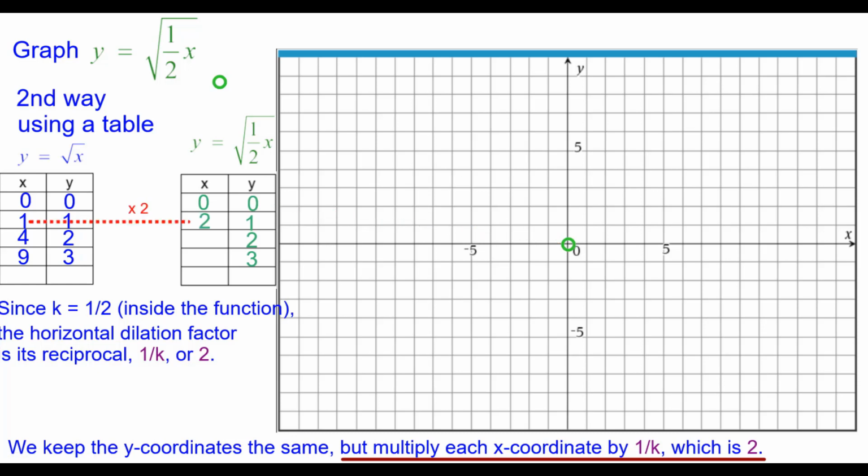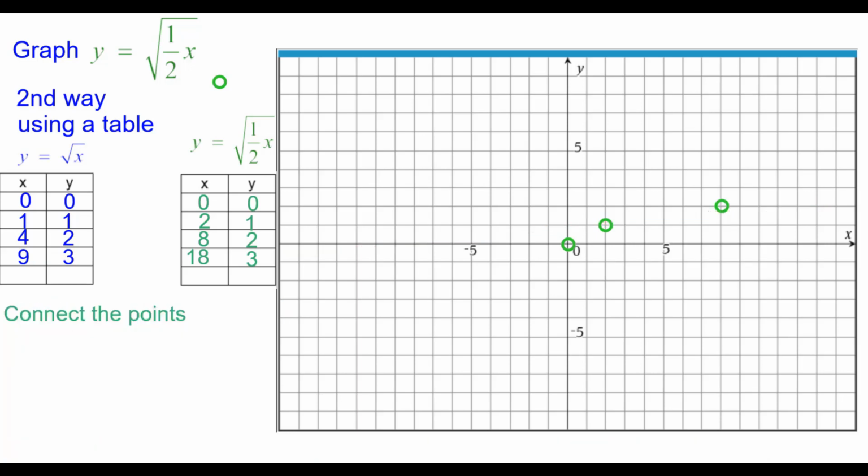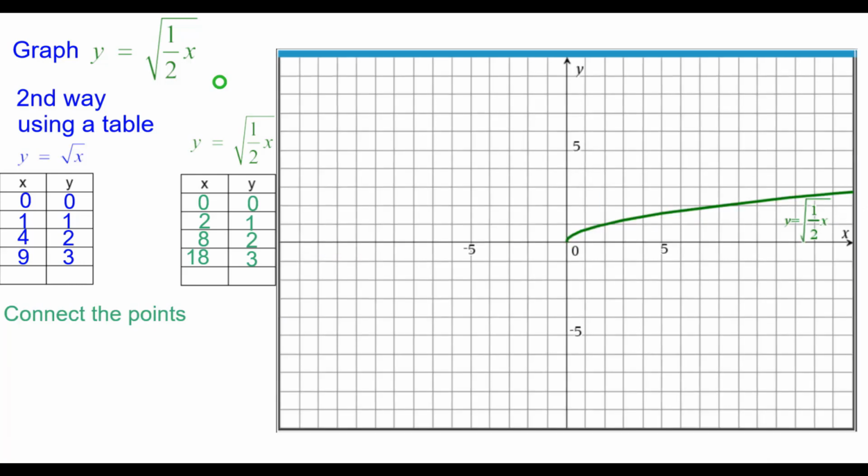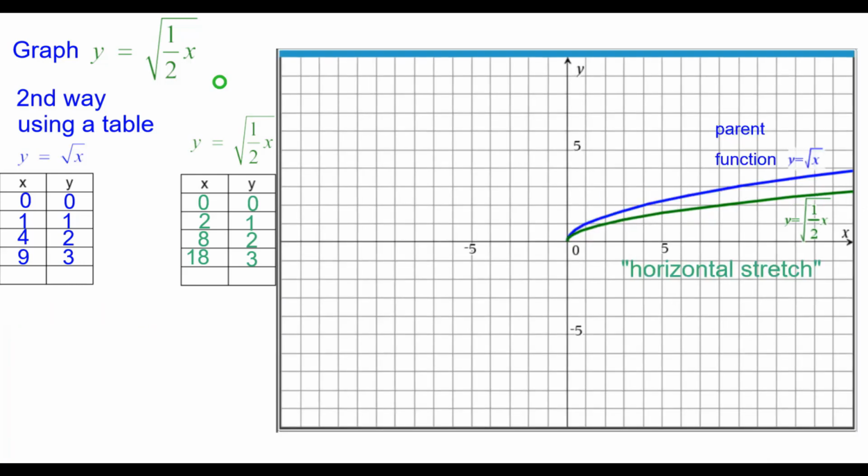One times 2 is 2, 2, 1. 4 times 2 is 8, 8, 2. 9 times 2 is 18, 18, 3 is pretty much off the grid, but in that direction. Connect the points and compare it to the parent function. So this graph is a horizontal stretch of our blue parent function.